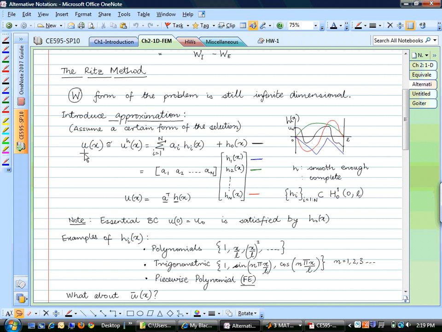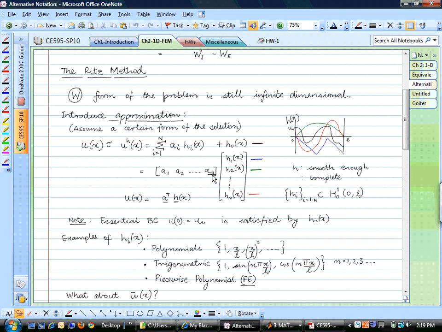Another thing here is that all these functions hi are starting from 0. And we are going to add this special function h0 that will take care of the essential boundary condition. So I can add any function h0 as long as its value at 0 is equal to the specified displacement, and everything else starts from 0. If we do that, then we can express this solution in this form.